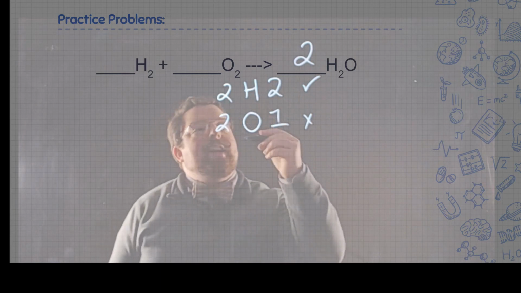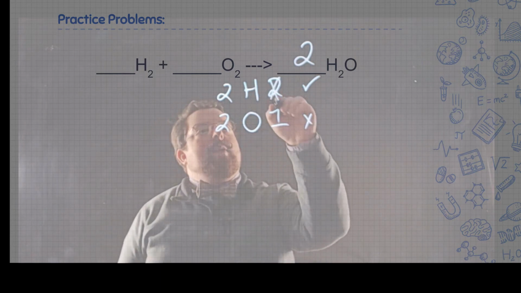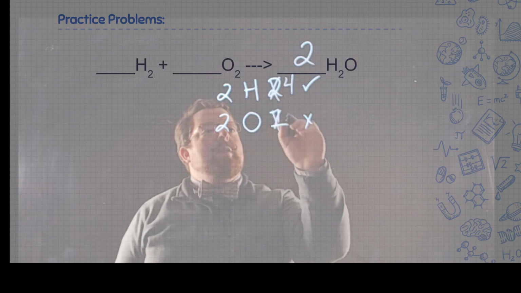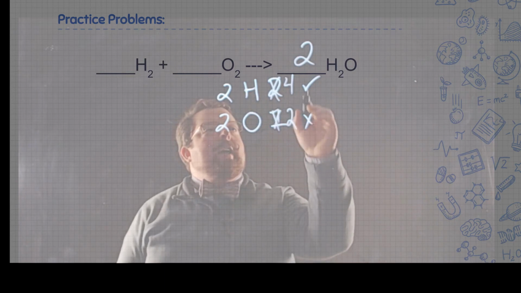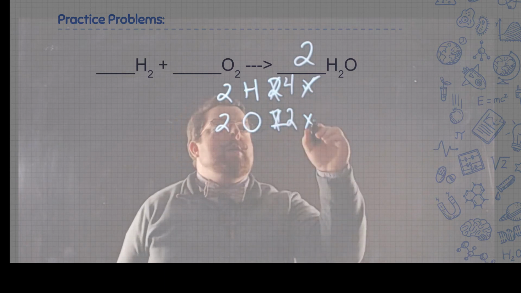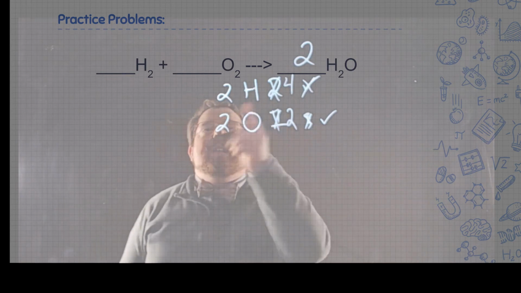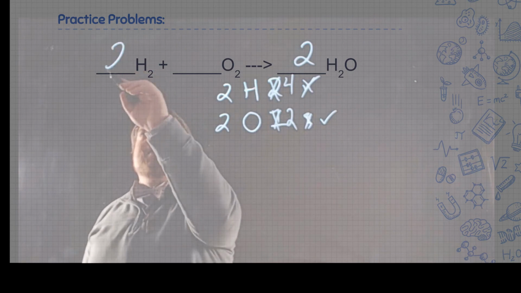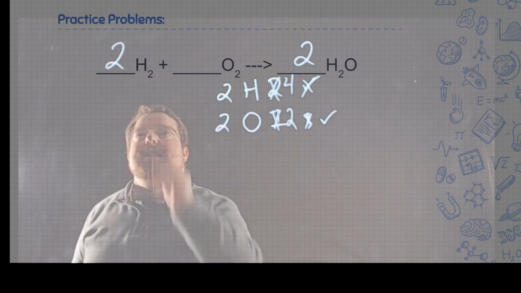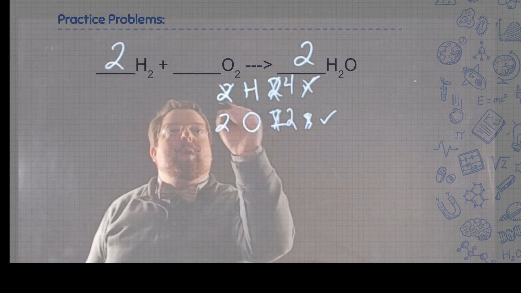That changes the number of H's though. So now we have 4 H's and 2 O's. And our H's are again not balanced, but our O's are okay. To fix the H's, we've got to put a 2 over here in front of the H2, because that gives us 2 times 2 H's is 4.